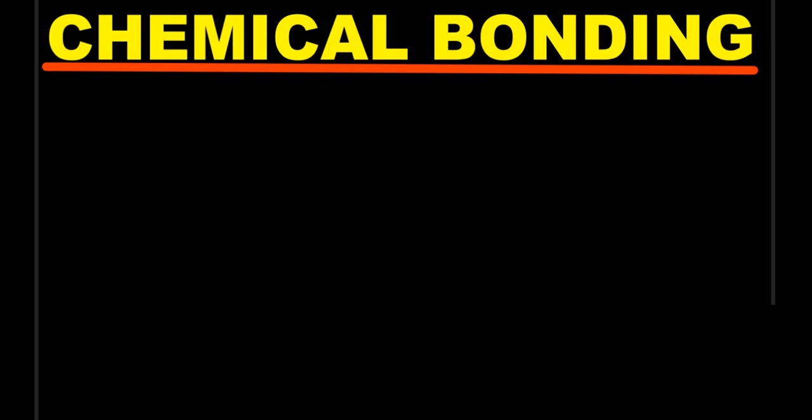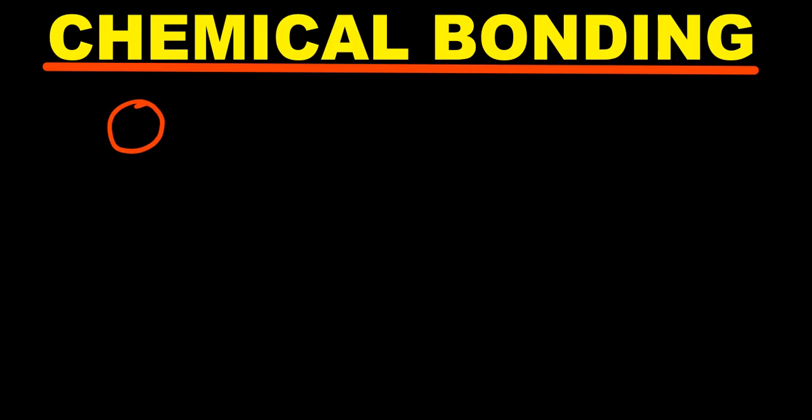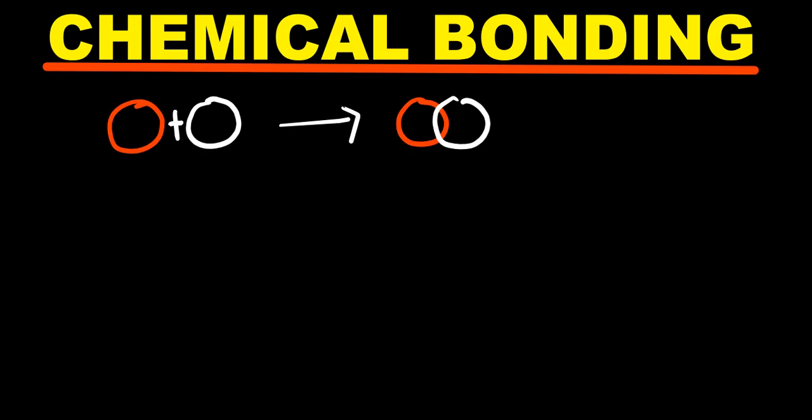The coming together of two or more atoms is called chemical bonding. Let's say you've got this element or substance and that element, and when these combine, they give you another substance. Let's say after these combine, this is how they look. This will be called a bond. They've formed a bond.